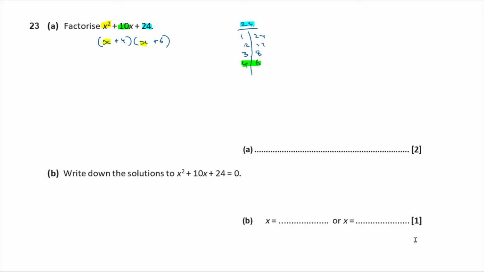All right, now part B says write down the solutions for x squared plus 10x plus 24 equals 0. So that's the same expression that we had before, so I can replace that quadratic with the two pairs of brackets that I just worked out and equate that with 0. Now if I've got two things multiplied together and it gives me 0, that means one or the other or both must have been 0 to start with. So if x plus 4 was equal to 0, then x must have been minus 4, because minus 4 plus 4 is 0. Or if x plus 6 was equal to 0, then x is equal to minus 6, because minus 6 plus 6 is equal to 0. So they're my two solutions then. x equals minus 4, x equals minus 6.